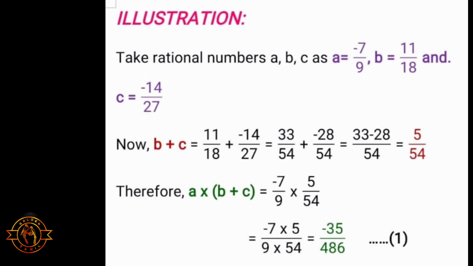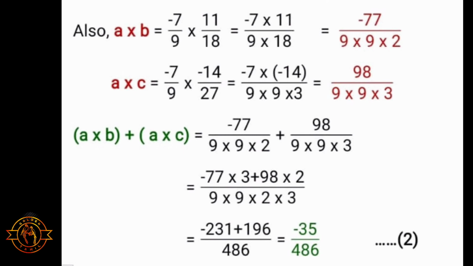Also, we are going to find a into b. We are going to multiply corresponding numerators and denominators. We get minus 77 divided by 9 into 9 into 2. Let us split these numbers, it is easier to take LCM that way. Next, a into c. We are multiplying. We get 98 divided by 9 into 9 into 3.